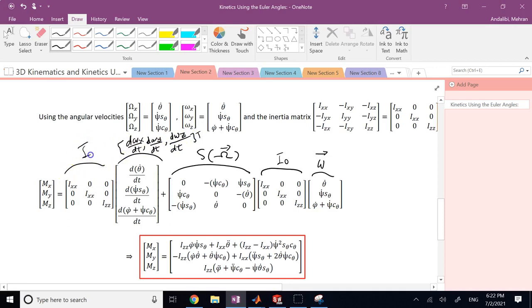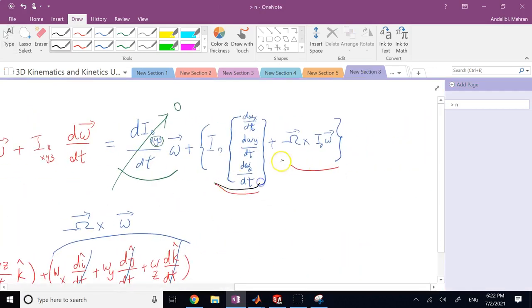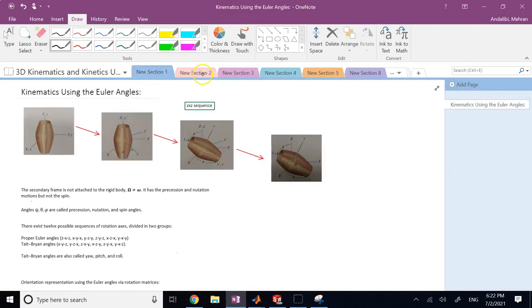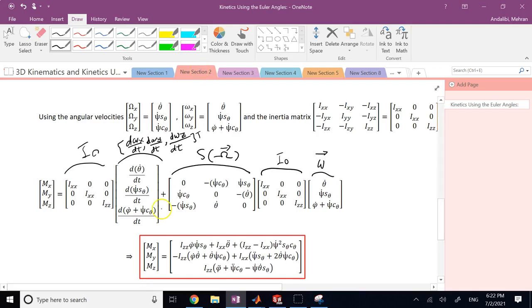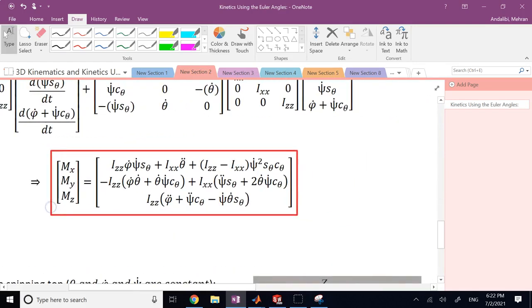And again, this is I. So you will get this formula, correct? This term and this term. And again, because the spinning does not change I's, this term is zero. So we only calculate these first two terms. And you see, I have them over here. You carry out the time derivatives here using the chain rule, multiply everything, and you get your final equations for Mx, My, and Mz based on the three angles, their time derivatives, and the I values.